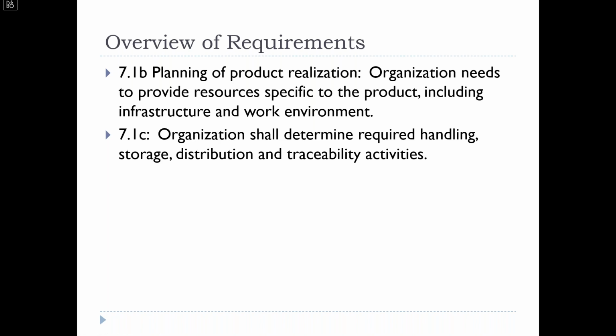Okay, moving into section 7. First, before we get into product realization, let's talk about the inputs needed to ensure successful product realization, starting with planning. The organization needs to provide resources specific to the product, including infrastructure and work environment. So this may be hardware, software, very specific equipment, human resources, environmental conditions.